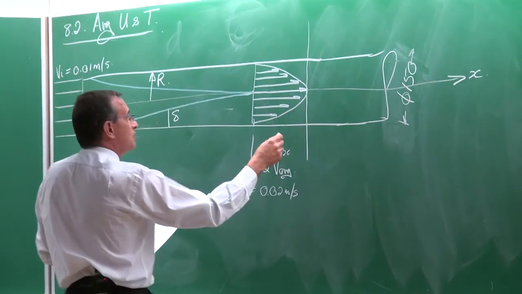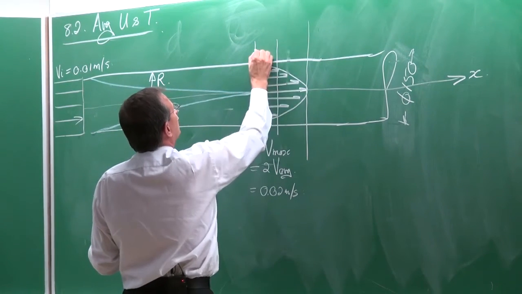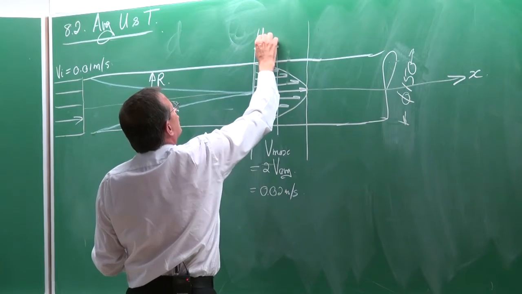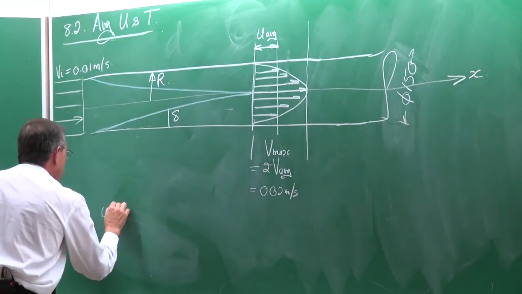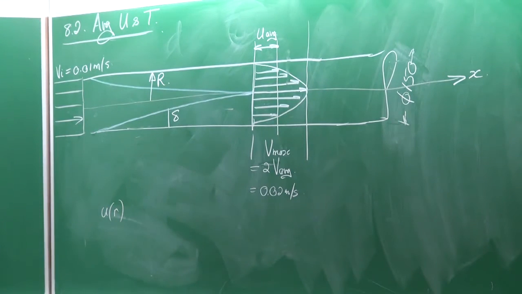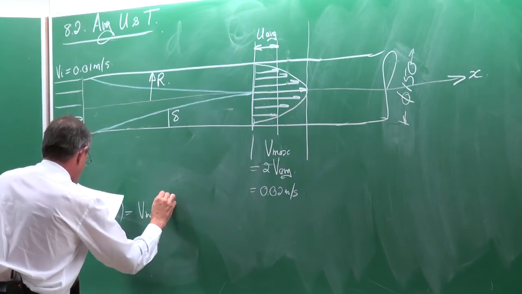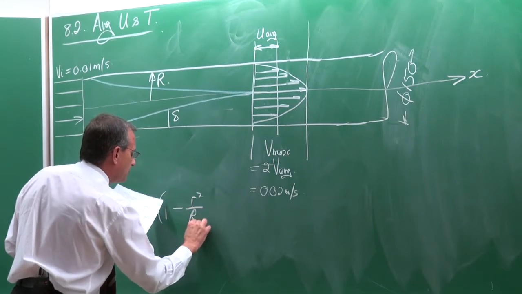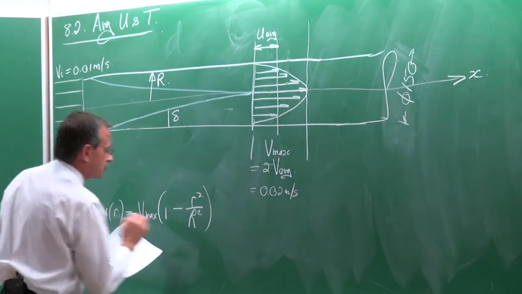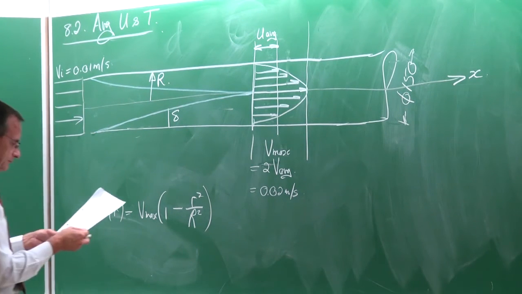And because of this, we know that that is sort of the average velocity there, U average. And from fluid mechanics, we can derive that the velocity profile is equal to the maximum velocity multiplied by 1 minus r squared divided by capital R squared. Okay, that equation, do you remember it? The parabolic velocity profile.